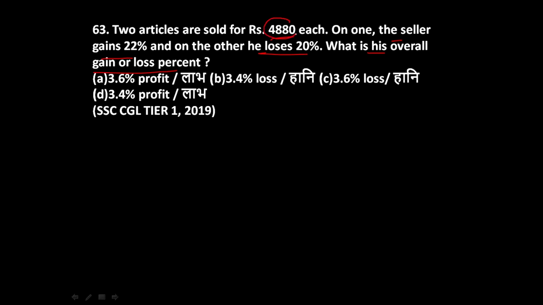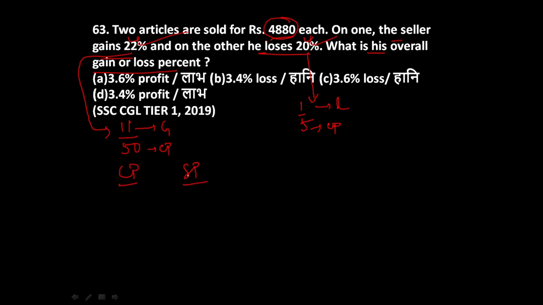Will you calculate it on 4880? No, you have to calculate it on these percentages, because the question requires the percentage of gain or loss. So how will you solve it? First of all, we have to see the value of 22%. What does 22% mean? 22% means 11 upon 50, whereas 20% means 1 upon 5. So this is the CP, this is the gain, this is the loss, this is the CP. If we want to get a ratio of CP and SP, then in the first case CP is 50 and SP, it's a profit, so it's 61, and here CP is 5, so SP, it's a loss, so it will be 4.